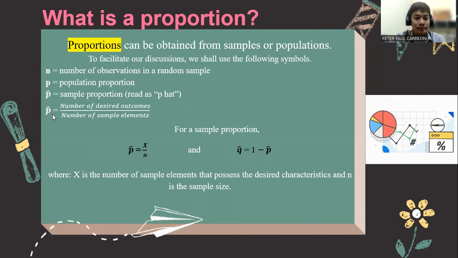And we have the formula for p hat, which is the number of desired outcomes, capital X, over the number of sample elements, small letter n. The opposite of p hat is the proportion q hat. To get q hat, we simply use the formula 1 minus p hat. Always remember that capital X is the number of sample elements that possess the desired characteristic, and small letter n is our sample size.